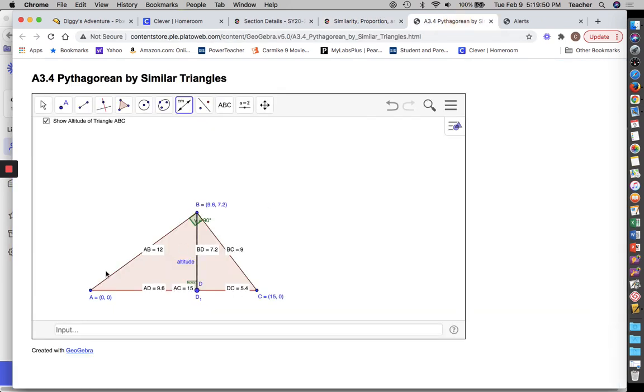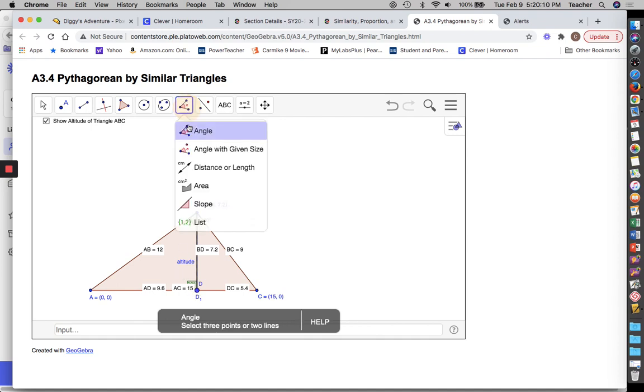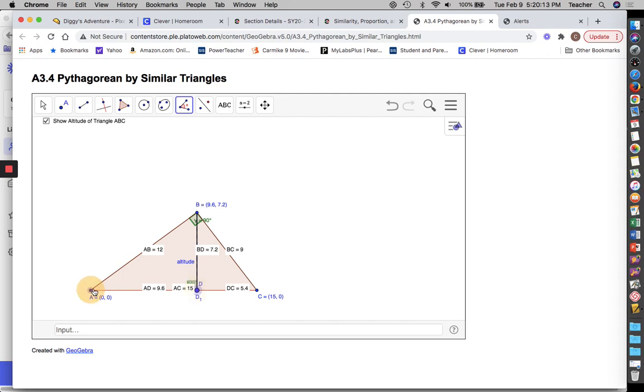All right, so I'm looking for another pair of congruent angles. I would say angle A is probably the same thing as this little angle, this little B right here. Let me see. I'm going to click on the angle icon and select angle. I'm going to click on DAB to find this one. So it's 36.87. I'm betting it's the same thing as this little B right here, so I'm going to click on DBC. And look at that, 36.87.